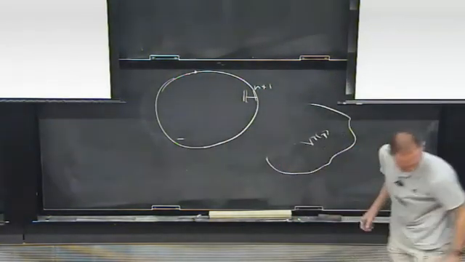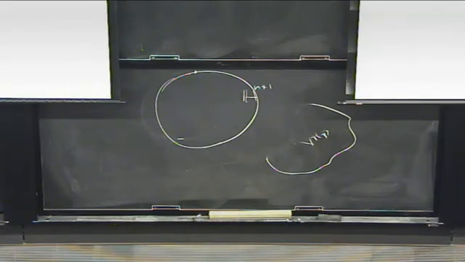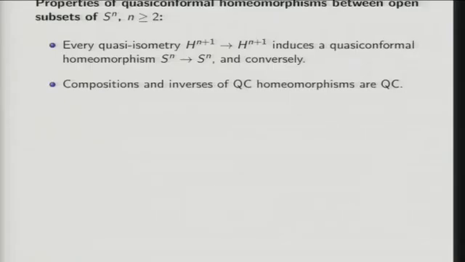So the connection with quasiconformal is that every homeomorphism that you get that way is actually quasiconformal. Now, compositions and inverses of quasiconformal homeomorphisms are also quasiconformal. Getting compositions to be quasiconformal is more or less trivial. Proving the inverses are quasiconformal is a substantial result. Classical, but substantial.